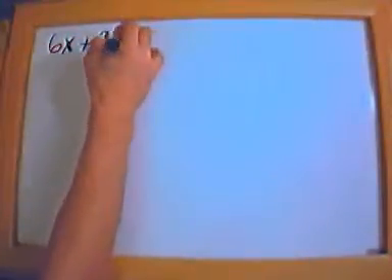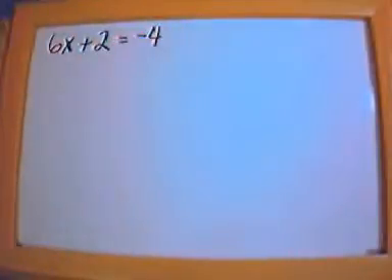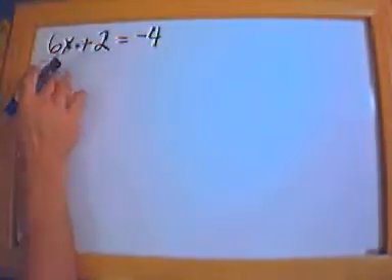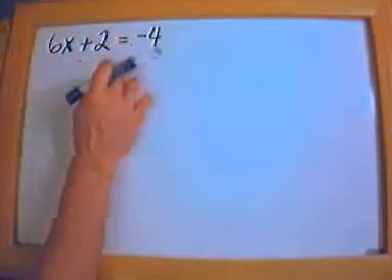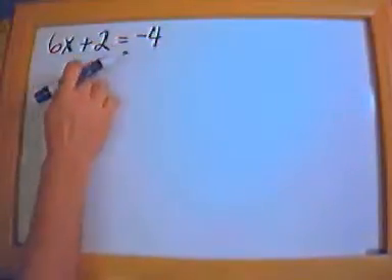Okay, great. Let's continue. Let's take something that looks very similar. 6x plus 2 is equal to negative 4. Okay. Now, right here we have 6x plus 2. So we need to subtract 2 from both sides. We're doing the opposite. We subtract 2.